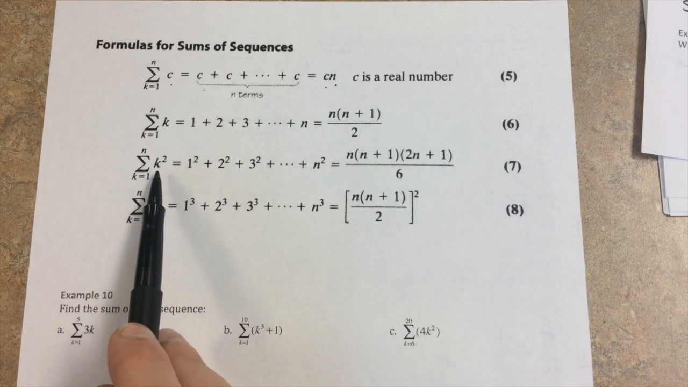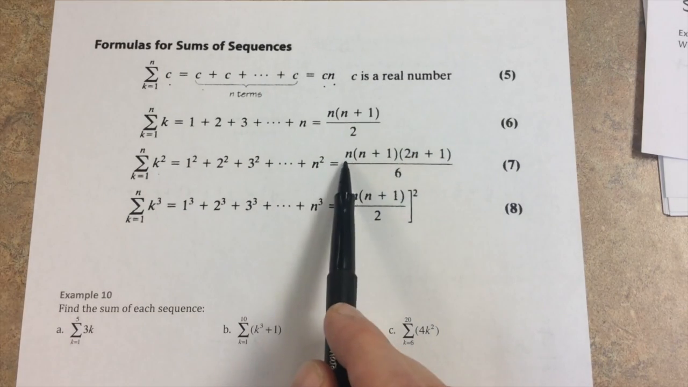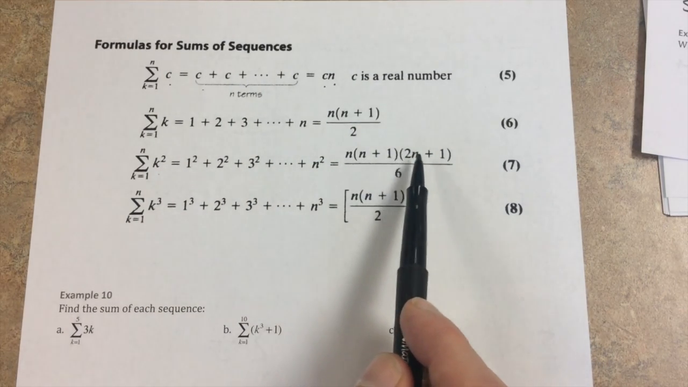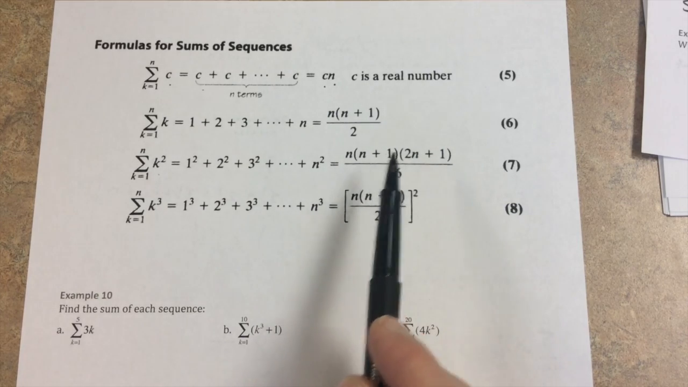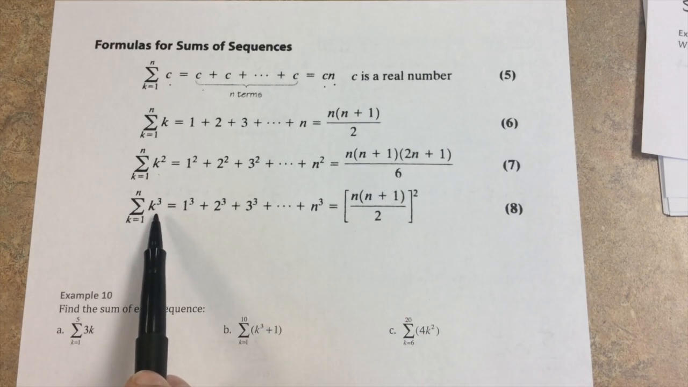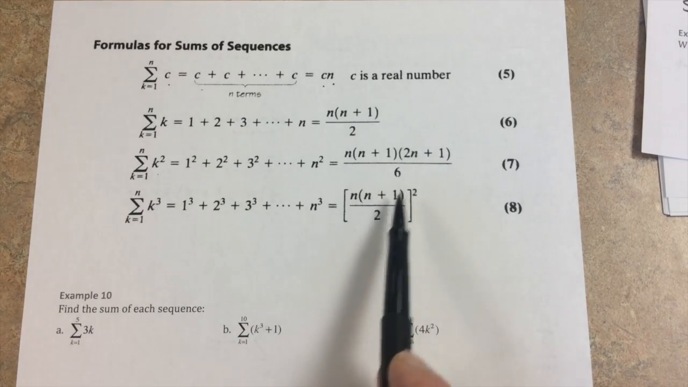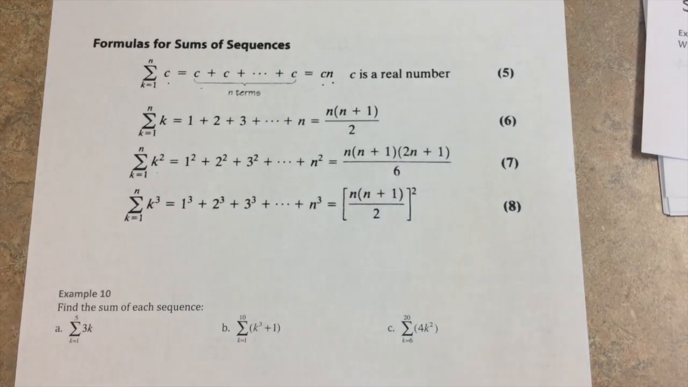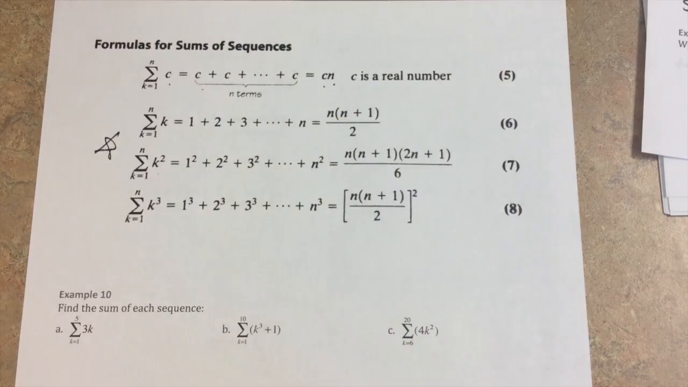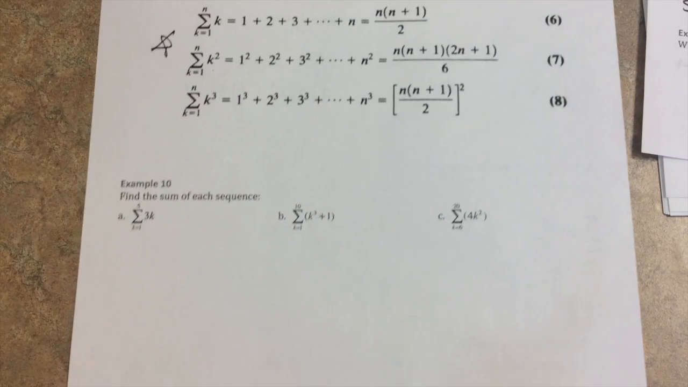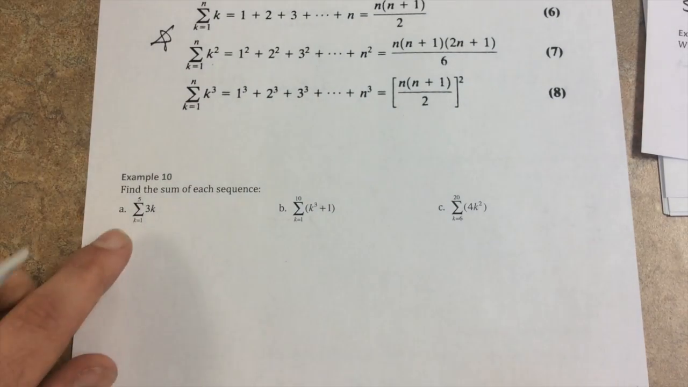Same thing with something squared. We have n times n plus 1 times 2n plus 1 all over 6. And k cubed, the sequence k cubed, gives you n times n plus 1 all over 2, quantity squared. So we're going to use these and the properties you had on the previous page to try these out.